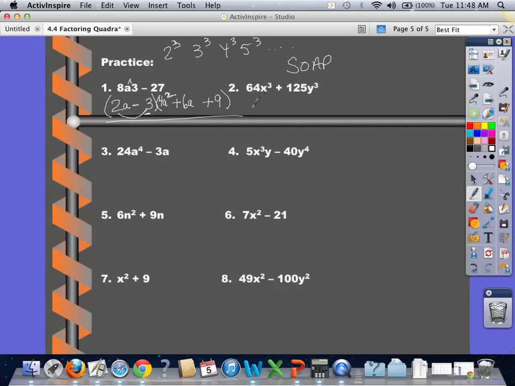All right, so number 2, what is the cube root of 64? That would be 4. Cube root of x cubed is x. Okay? Same sign. What is the cube root of 125? 5. Cube root of y cubed, y. Okay?